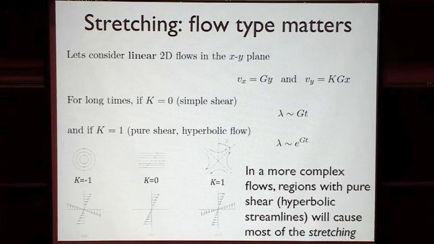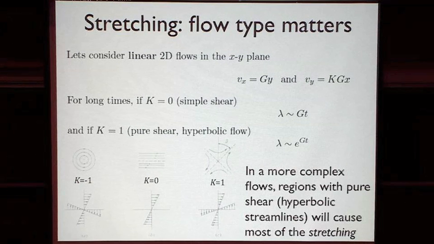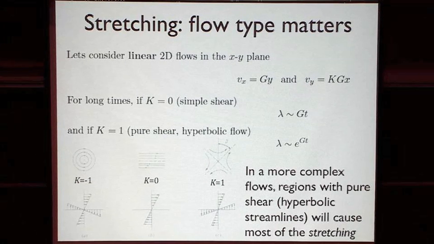So when we start looking next at more complicated flows, almost all the stretching we see, ultimately almost all the mixing we see, will occur in regions that locally have flows that look like the picture in the lower right, that have extensional flows or hyperbolic flows. Linear flows cause stretching, but linear in time is much slower than exponential in time. And so this is what I mean when flow type matters. Most of our stretching will occur through this kind of process.